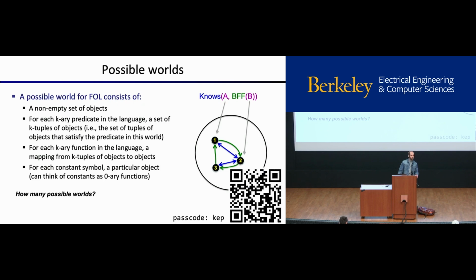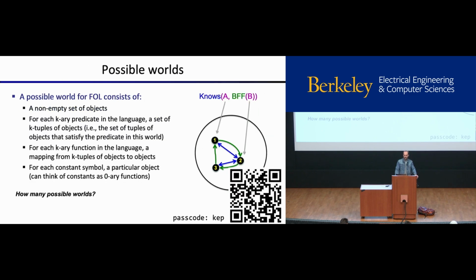How many possible worlds? Raise your hand if you think it's more than 50. Raise your hand if you think it's less than 50. Anyone want to name a number that it is less than? Good, correct. There are infinitely many possible worlds because you can just keep adding objects here. This set could be infinite. Okay.